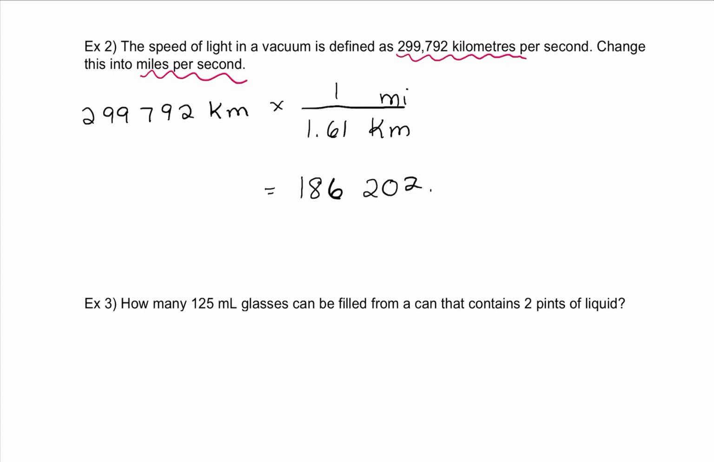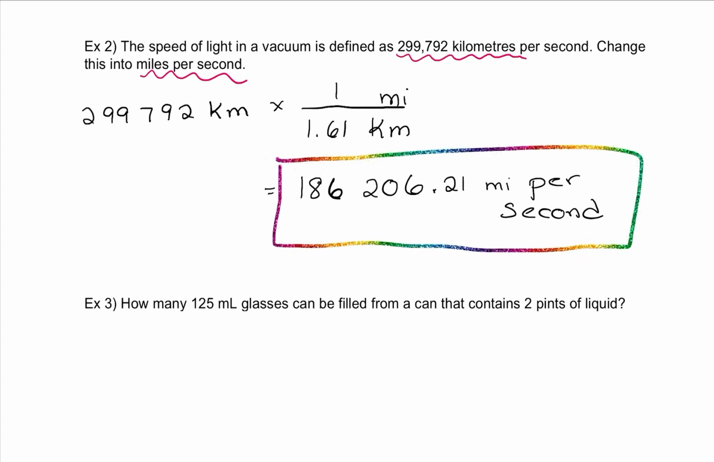186,206.21 miles per second. Make sure when you're talking about miles, you use MI. Please don't use M. M is meters, MI is miles. So you have to be really careful with that because it means two different things.